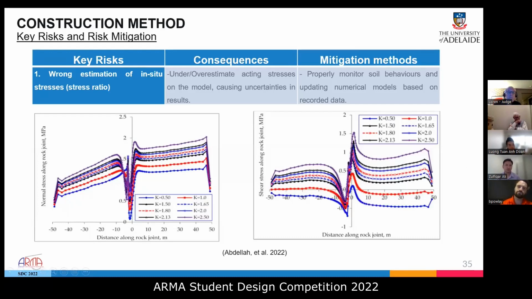There are also certain risks in tunnel construction. Firstly, in this numerical analysis, we may wrongly estimate the stress, and to mitigate that, we need to properly monitor the soil behaviors and update the data to mitigate this risk.